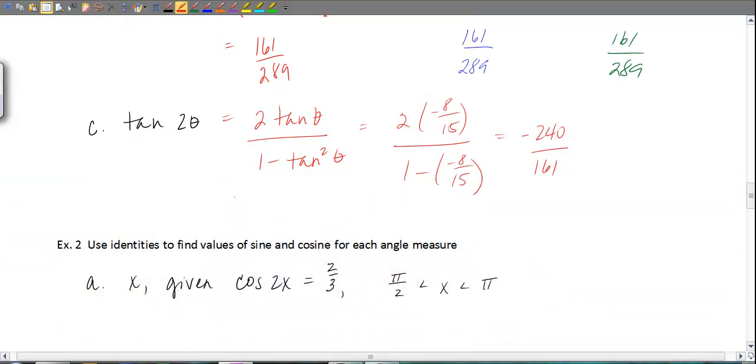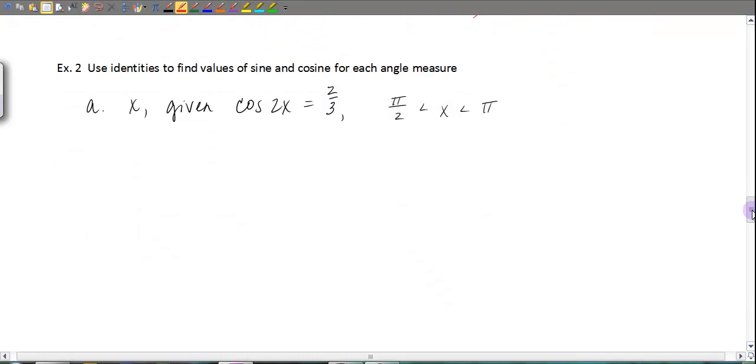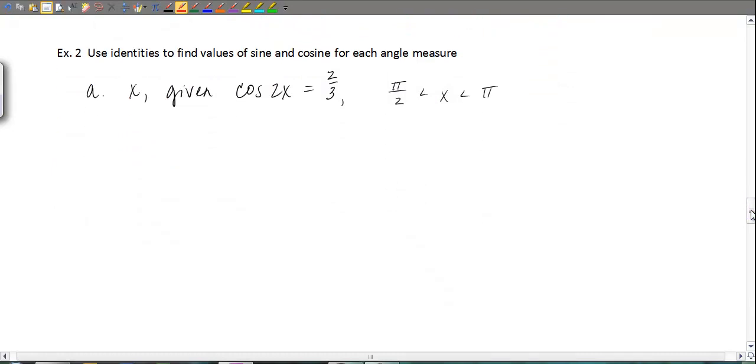Well, let's look at another example down here. We want to be able to use our identities to find the value of sine and cosine. I am going to be looking for the sine of x and cosine of x, if I'm given that the cosine of 2x is equal to 2/3, and that I know I'm over here in quadrant 2. Okay? So again, we are given cosine of 2x.